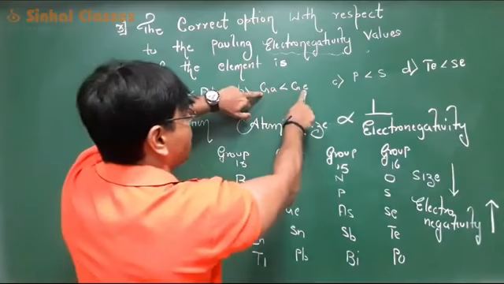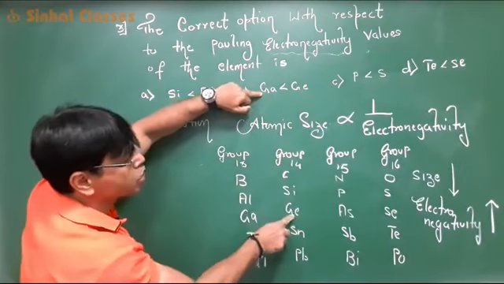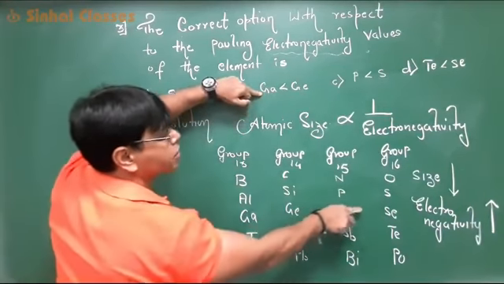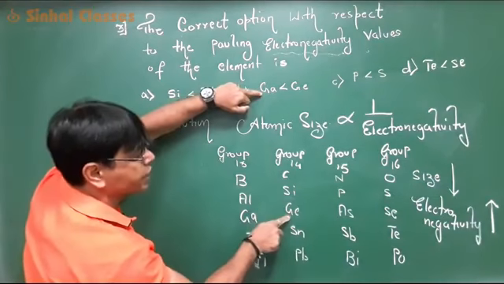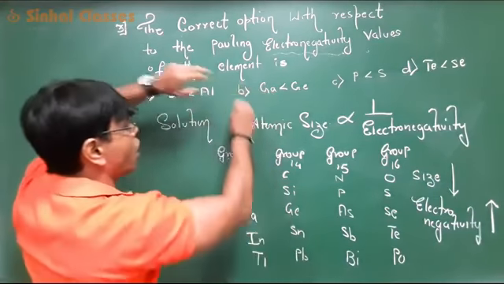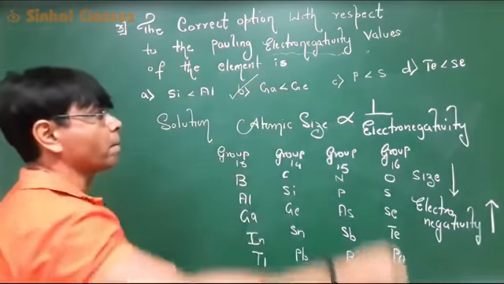What about gallium and germanium? Yes, can you see here? As we go across the periodic table, electronegativity increases. Yes. So your answer for this question is B.